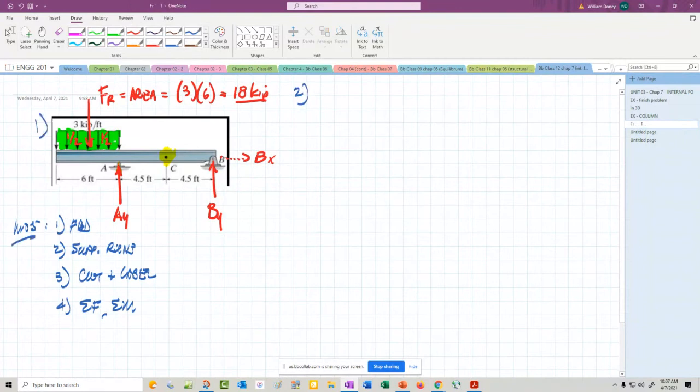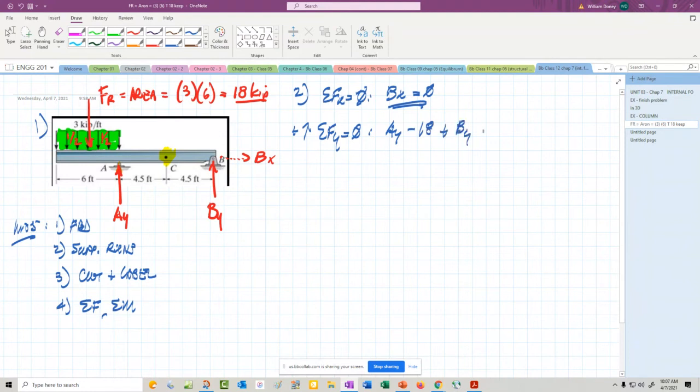We kind of did one right here. Sum forces in the X equal to 0. I'm going to have Bx equals 0. That's the nice one. Okay, sum forces Y direction, positive up. AY minus 18 plus BY equals 0. Can't do anything with it, so let's sum moments.